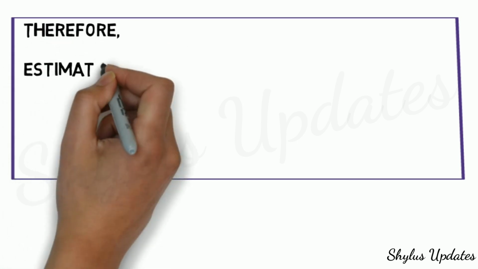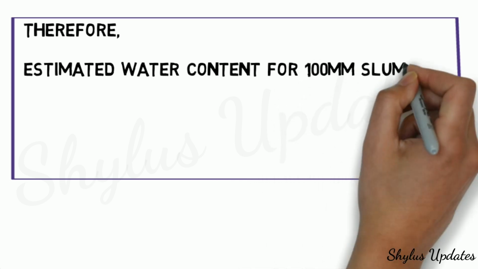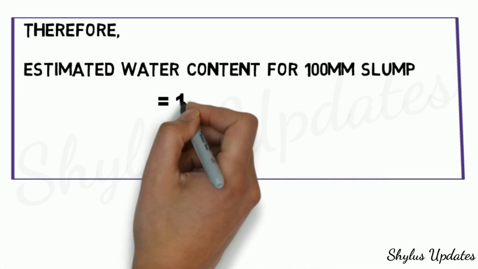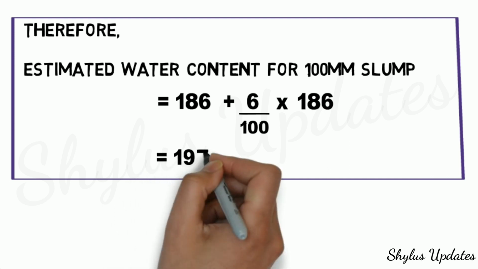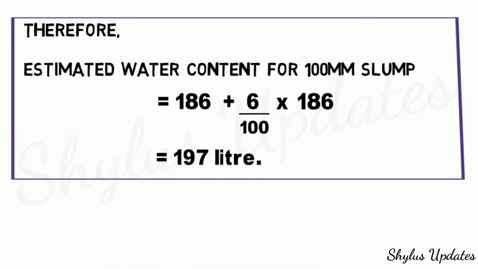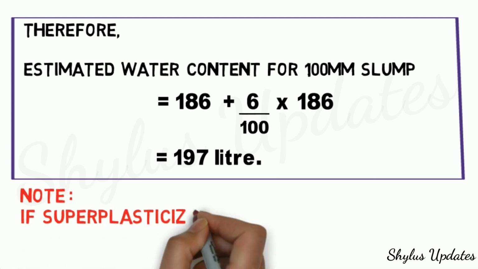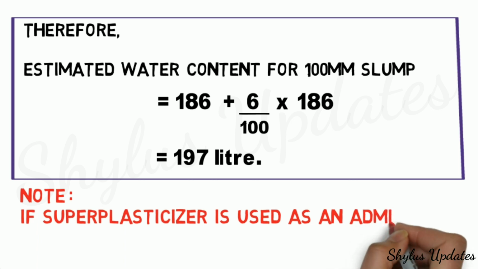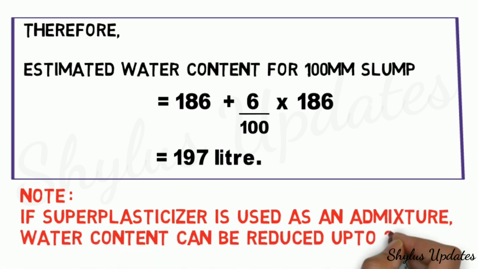Therefore, estimated water content for 100 mm slump is equal to 186 plus 6 upon 100 into 186, which is equal to 197 liter. Note: if superplasticizer is used as an admixture, water content can be reduced up to 20%.